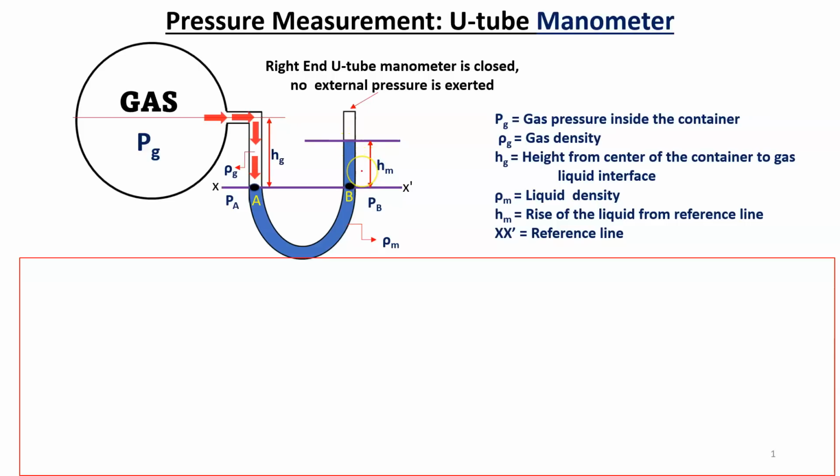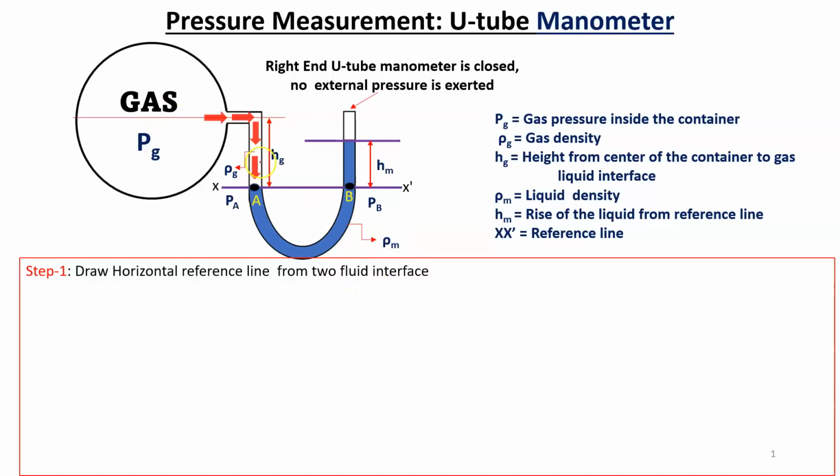Now how do we calculate the pressure inside the container? That means, how do you calculate Pg by using a U-tube manometer? We are going to go step by step. First, step 1: draw a horizontal reference line from the two fluid interface.